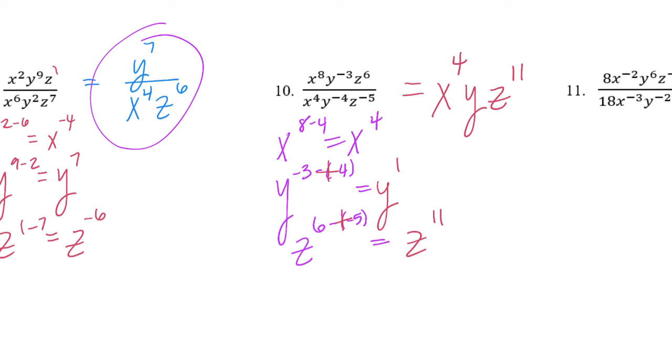Okay, last one. So the first thing we have is 8 over 18. We need to simplify that fraction. The biggest number that goes into each of those is 2. So it's going to be 4 over 9. Then we want to go on with our letters.